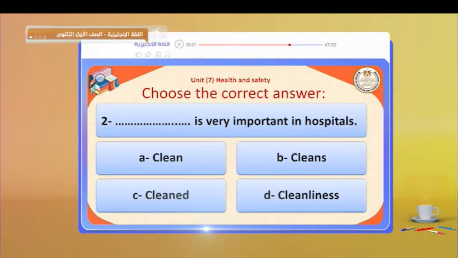It's very important to decide which part of speech you want to use. Do you need a noun, an adjective, a verb, or an adverb? Here it is the subject of the sentence, so we need a noun. So the noun is cleanliness. What about clean? Clean is an adjective or a verb, and cleans is a verb. Cleaned again is a verb in the past. So here we need the word cleanliness. Cleanliness is very important in hospitals.